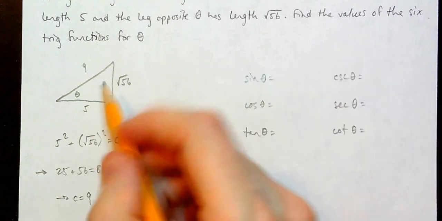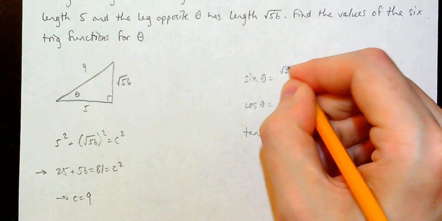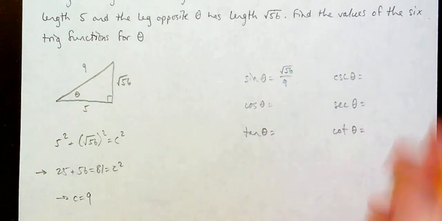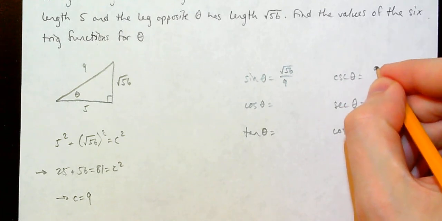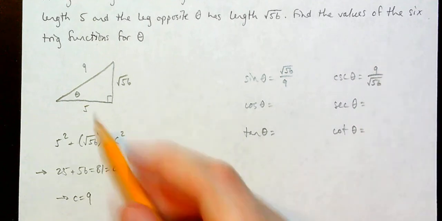Sine of theta, opposite over hypotenuse, radical 56 divided by 9. And then from there you can easily figure out cosecant: 9 divided by the square root of 56.